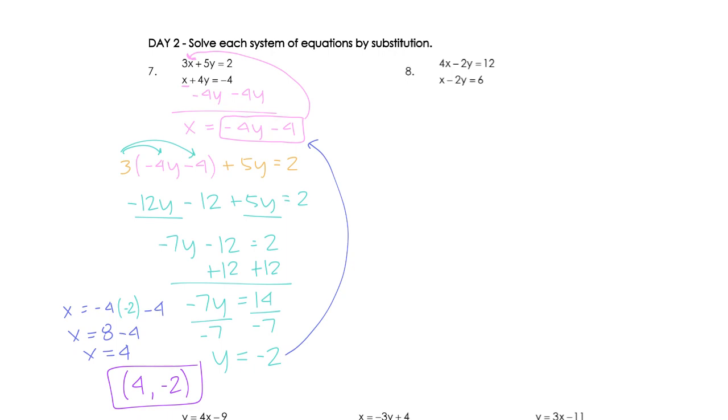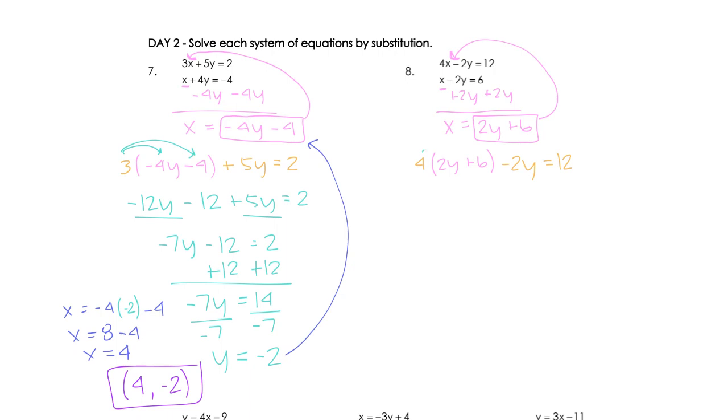Okay, looking at number 8, again, looking for an isolated variable. We don't have that in this case, but again, I do see that this x has a coefficient of 1, so I'm going to get that x by itself. So I'm going to add 2y to both sides, and I get x equals 2y plus 6. Go ahead and draw my box. So then I'm going to plug that in for x in the top equation. So then we have 4 times 2y plus 6, and then minus 2y equals 12.